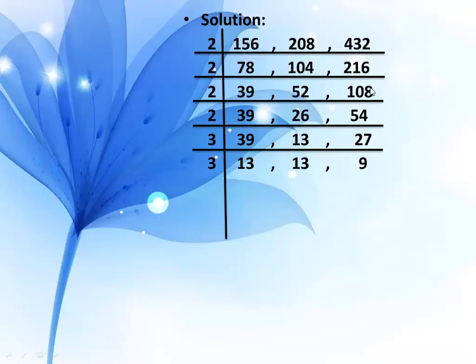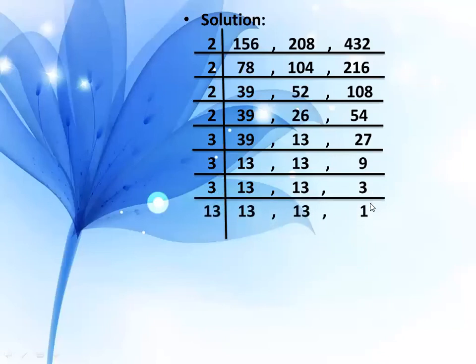Now in this row you have 39 and 9. So what you will do, you will divide it again by 3. So you will copy 13 and 13 again, but divide this 9 by 3. So 3 multiplied by 3 will become 9, and again you will divide 3 by 3. So 3 into 1 will be 3, and the last you have two numbers that are 13.